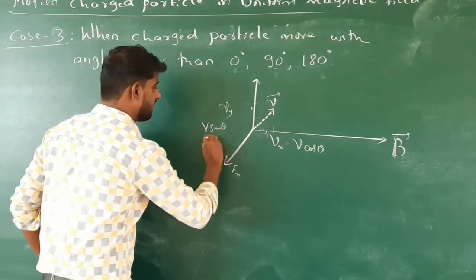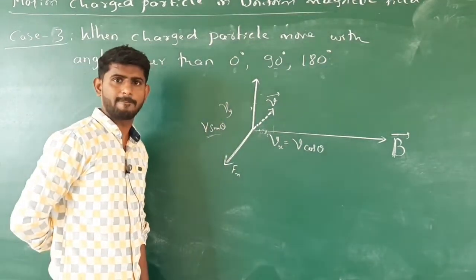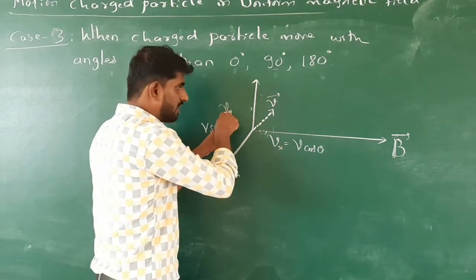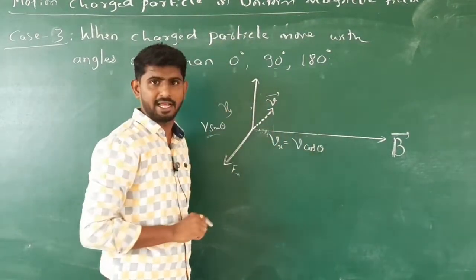Let us consider the y component of velocity. This component is perpendicular to the magnetic field. The Vy is perpendicular to the magnetic field.